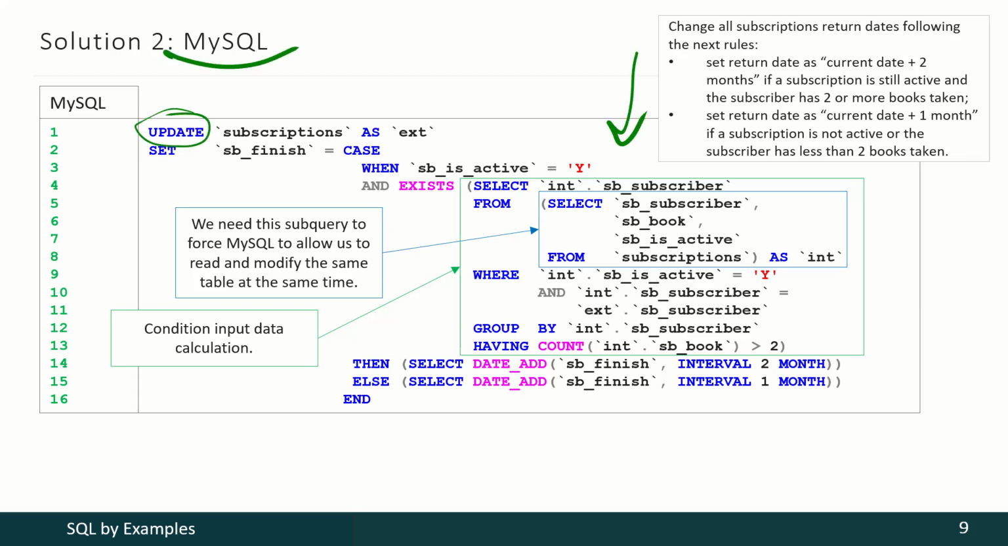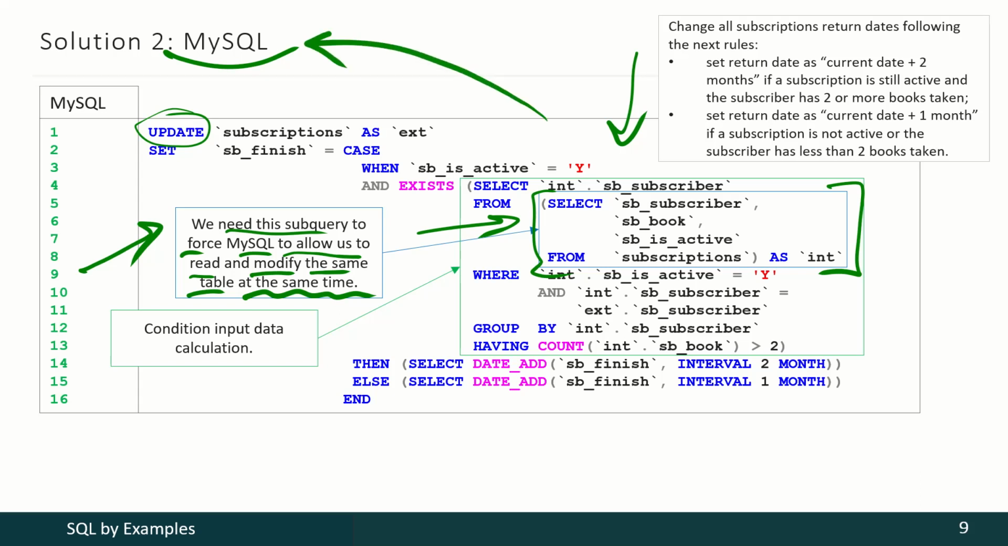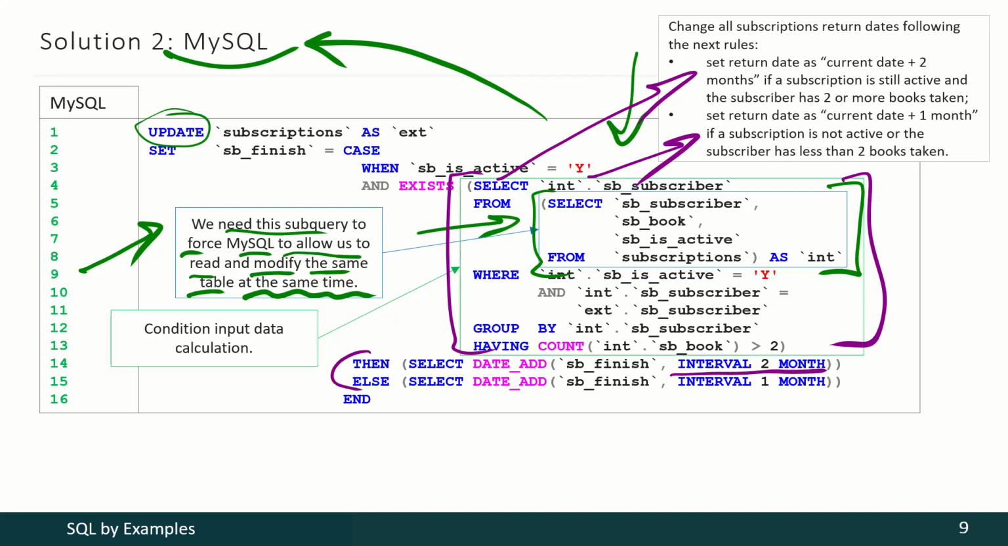And as we start with MySQL, we have to take into account another fact. We have to use such a subquery to force MySQL to allow us to read and modify the same table at the same time. So this approach is not needed in Microsoft SQL Server and Oracle, but absolutely necessary for MySQL. Then for each subscription we calculate if the first condition is true or the second one is true. Based on this information we add either 2 or 1 month to the sb_finish initial value. And then we use the result as the new value for this sb_finish field.